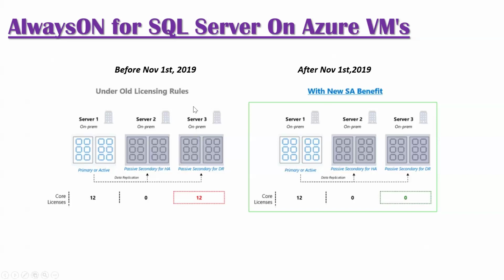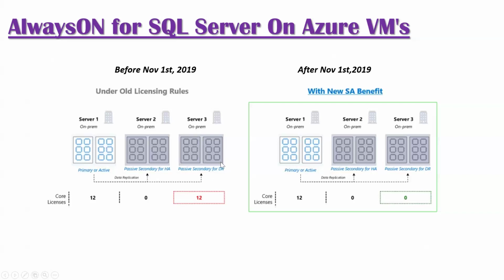Now, in the old licensing, how Microsoft did it: for example, if I go for an Always On availability group, my primary is running with 12 cores, and one secondary replica is free, sir. Microsoft is offering a free license.